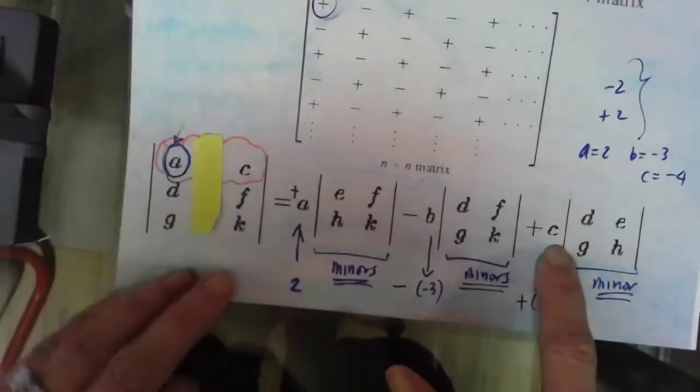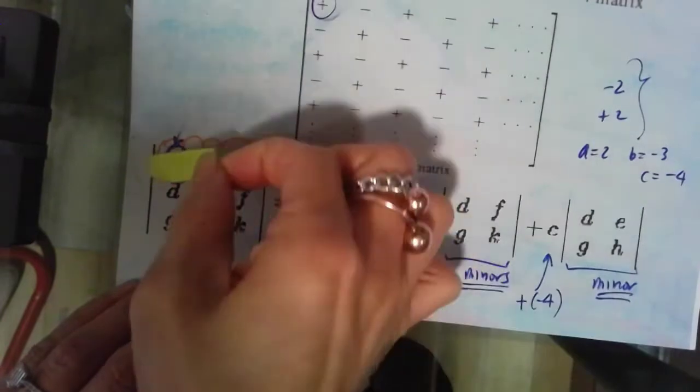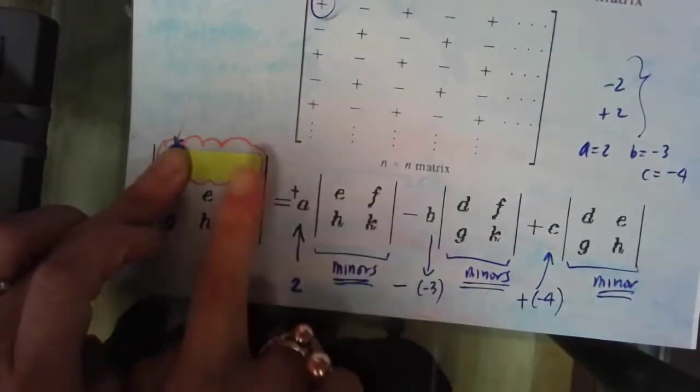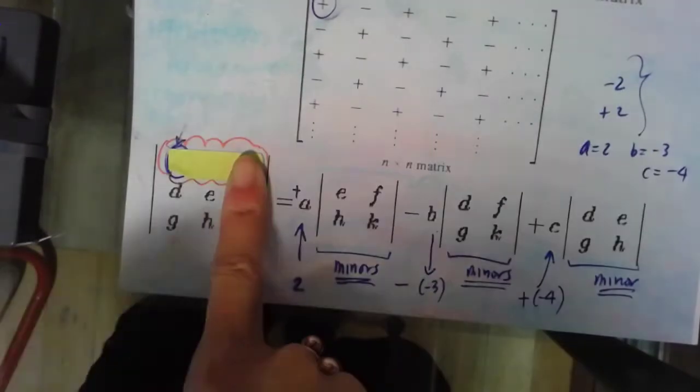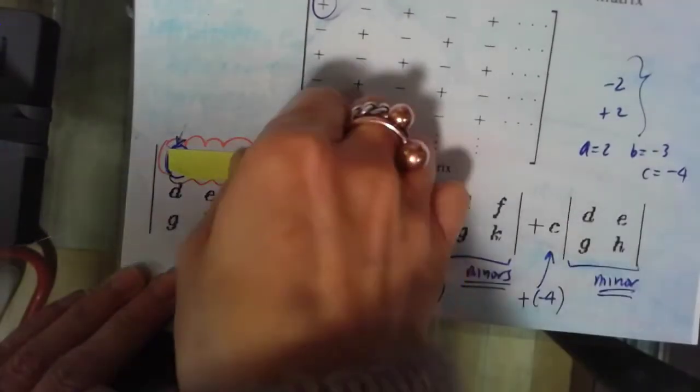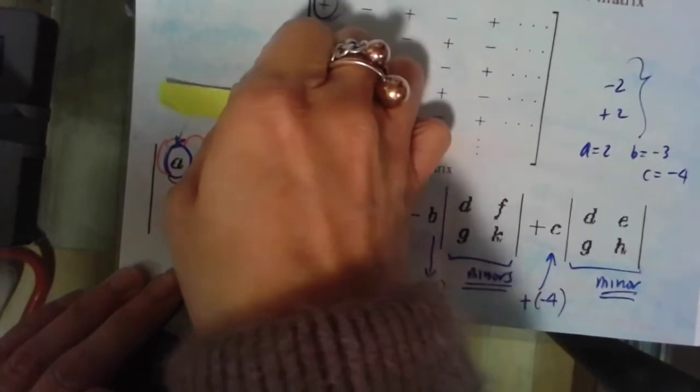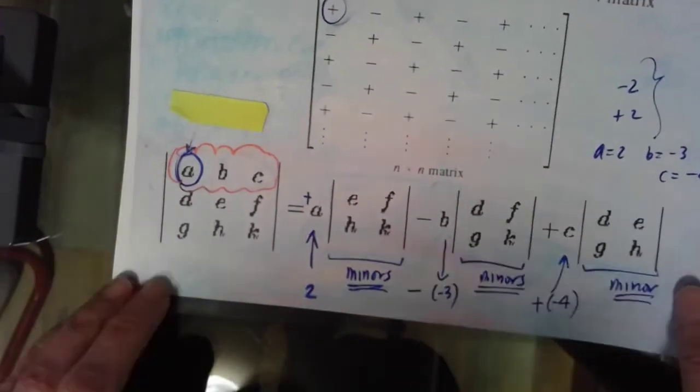You try for C. I cover up every row and column that C is in, then I'm left with this minor: D, E, G, H. And what I do is compute the determinant of that small 2 by 2 matrix. Okay? Rewind the video and watch it again if you did not hear me correctly, okay?